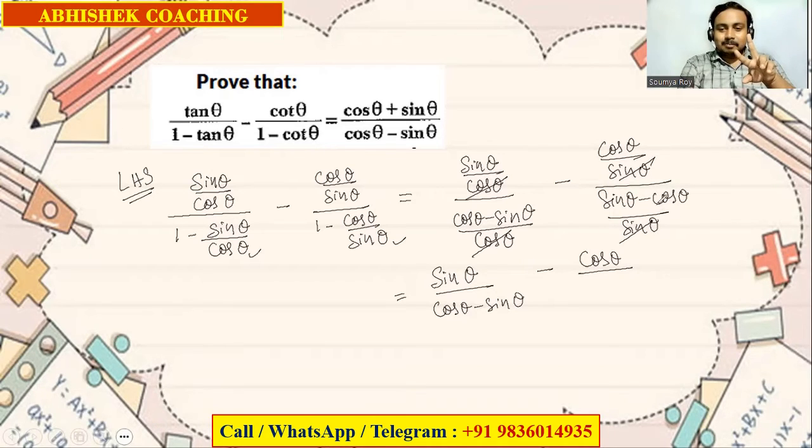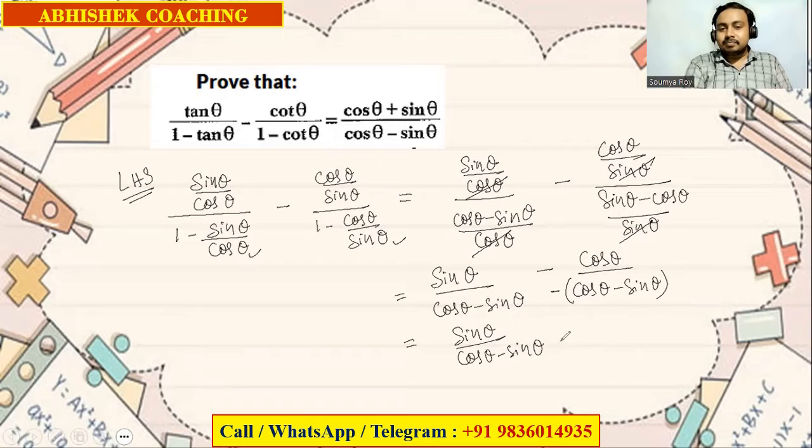Okay, so I can interchange cos and sin, then I can put a minus over here. Okay, if I interchange sin and cos, I have to take minus common from both of them. So as I take common, what I can do here, sin by cos minus sin, minus minus become plus, cos by cos theta minus sin theta.